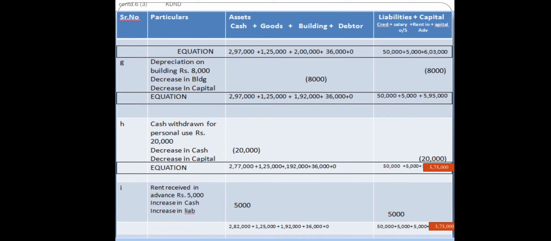Next comes cash withdrawn for personal use. So this is the simplest one. Cash withdrawn for personal use is termed as drawings, because whenever something is withdrawn for personal use, it is termed as drawings, and drawings is always affected directly to the capital. It is decreasing your capital, and at the same time it is decreasing your cash. So cash and capital both decrease on both sides, right? So again the equation will be set up.